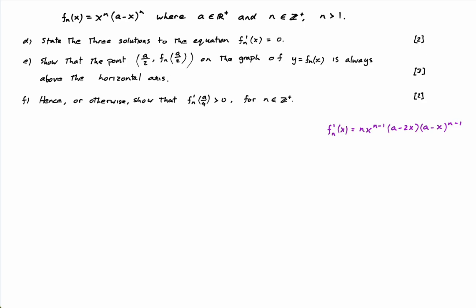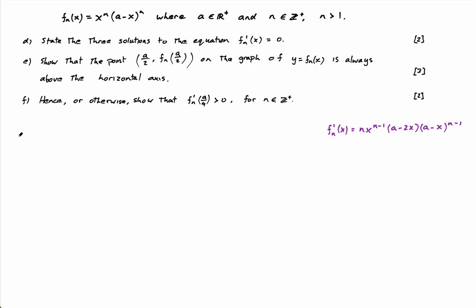Okay, so I'll do parts D, E, and F in this video. These three parts, I think, you may disagree, are also not too bad. So we're still dealing with this function. A is a positive real number, and n is a positive integer, and n is greater than 1.